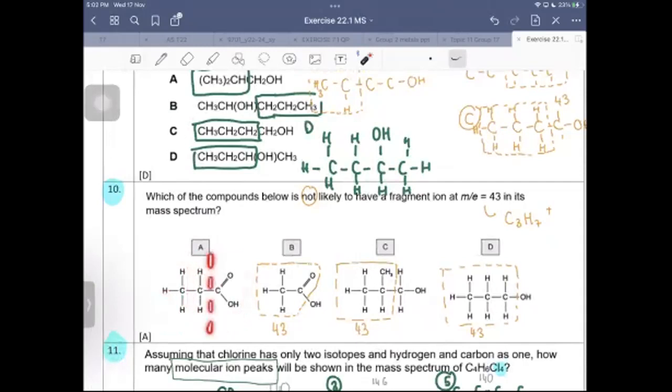And then if I break it here, I would get a 29 on this side. As for my COOH, that's 45, okay? So it's not 43. And if I break this, I believe that is 59, I think. 12 times 3 plus 5 plus 16, 57. If I break it here, this side will be 57. So there will be no possible fragment in molecule A that can give a peak or signal at 43.